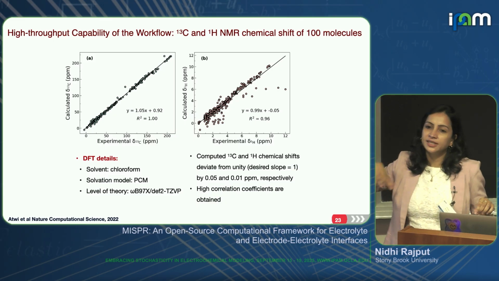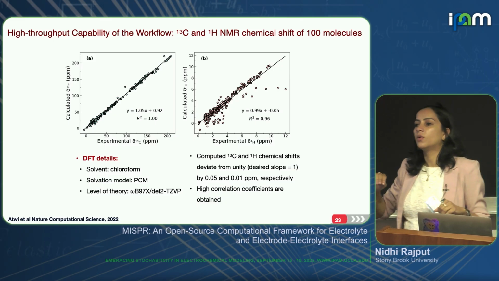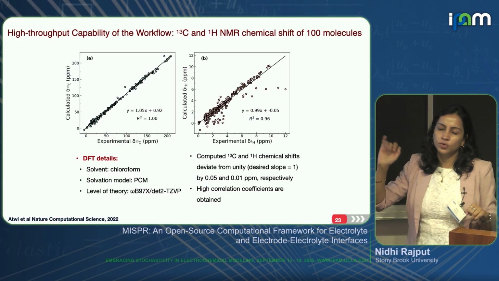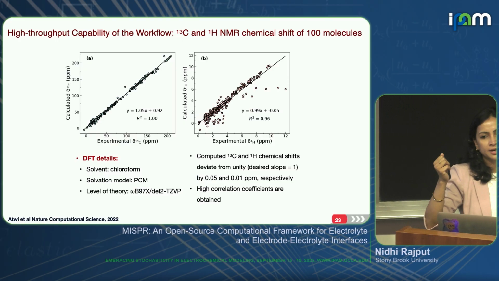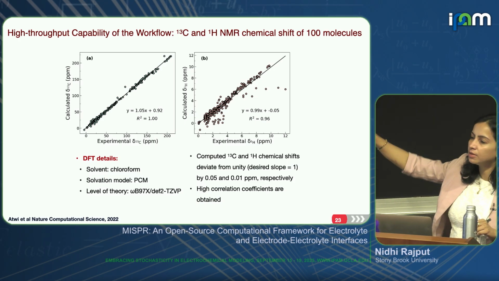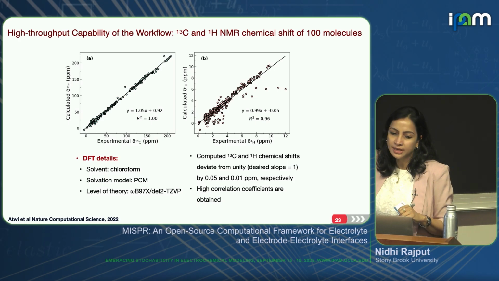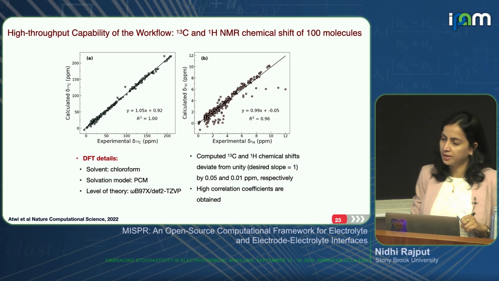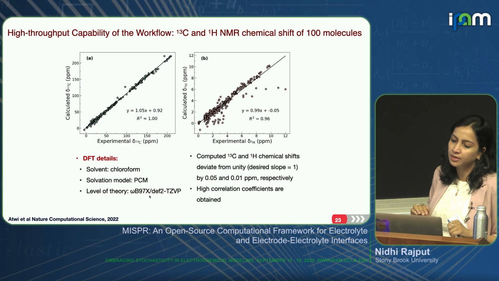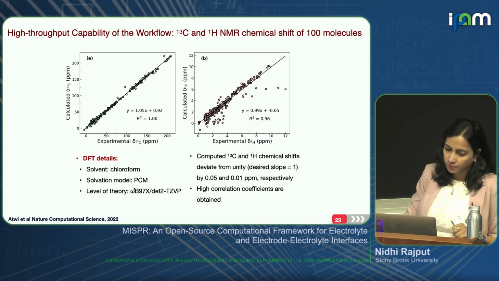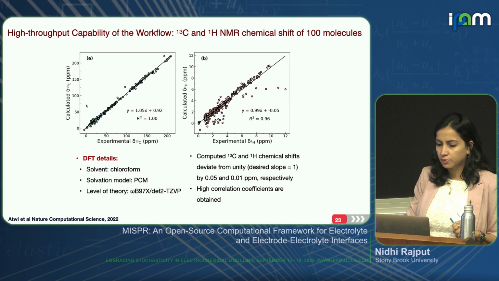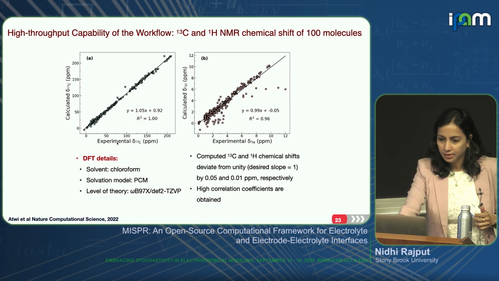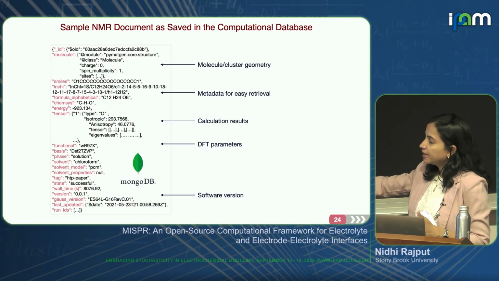So overall, the workflow significantly reduces the time and effort required to do these calculations. And this is an example where we ran 300 carbon and 600 proton NMR chemical shifts. And these are for single molecule calculations, not mixtures, for almost 100 molecules in less than 24 hours at the benchmark theory level. And you can see that the predicted chemical shifts are in excellent agreement with the experimental chemical shifts.